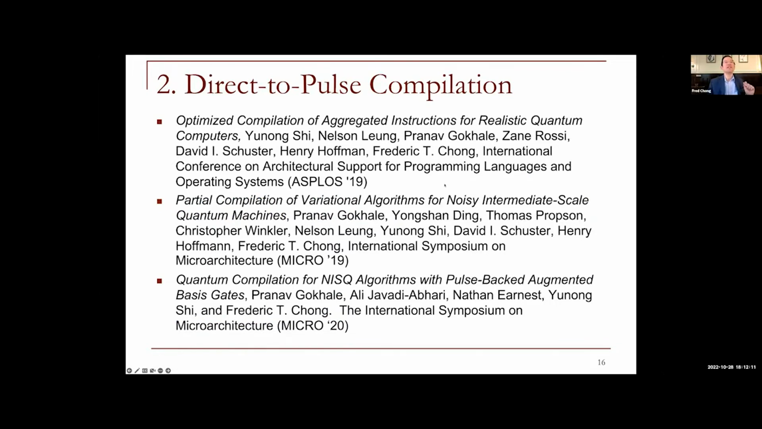Okay, so let's take one step further, right? Instead of compiling to the native gates that you've tuned up on a machine, let's compile directly to the control pulses that actually create those gates. In fact, this is Yunong's work for his thesis.